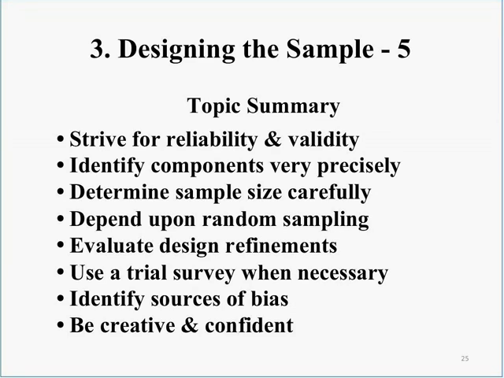Finalizing our discussion on designing the samples, we'll summarize here. First, we talked about striving for reliability and validity, which we looked at extensively. Check each decision to determine if it will increase sampling error or introduce a systemic bias into the data. Second, identify components very precisely. The population, sample units, and sample frame must be described with clarity and precision. Third, determine the sample size carefully. Consider confidence required, population variance, analysis techniques, and the resources available for the project.